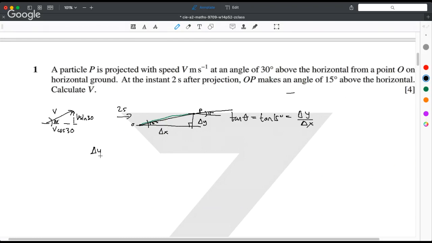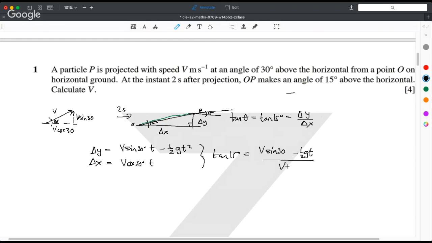So that's the only acceleration it'll feel. So delta y, the change in y position, the y distance that it's traveled, is the initial velocity, v sine of 30, times the time that's passed, minus 1/2 gt squared. And delta x, well, there's no acceleration in the x direction, so it's just going to be the initial velocity in the x direction, which is v cosine of 30 degrees, times time. So that means that the tan of 15 must be equal to, we can divide them by each other and we can cancel a factor of t, v sine 30 minus 1/2 gt over v cosine 30.